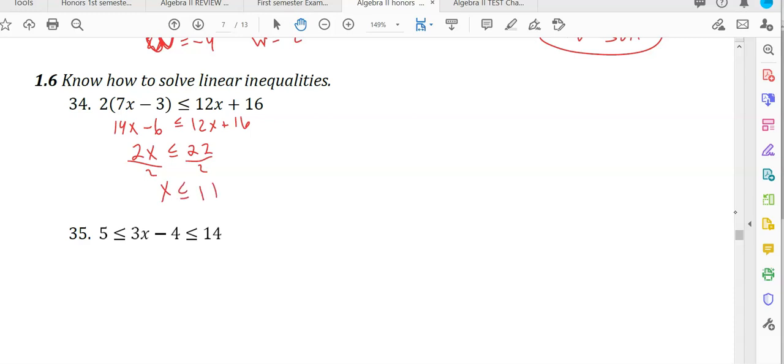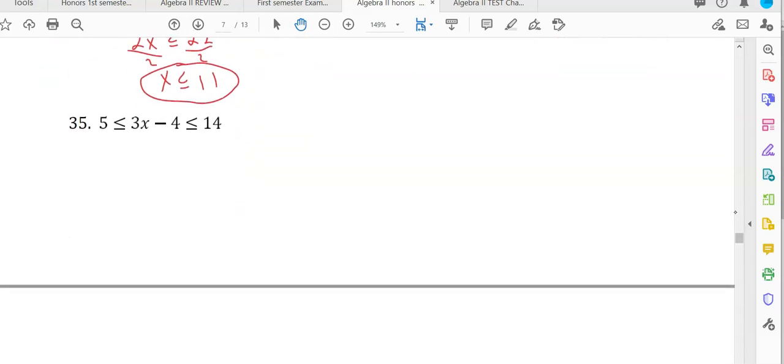So the big key there, I want you to see, so that is the answer there, is if you divide it by negative or multiply by negative, you have to switch the direction of the sign. That did not happen on that problem.